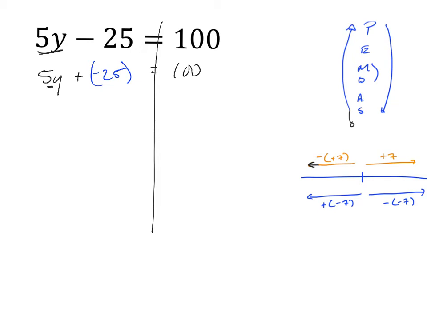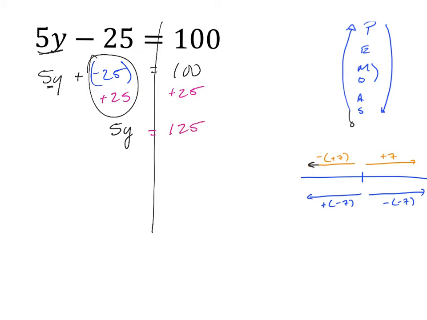Now if I look at this, this is multiplication, 5 times y, and then I have adding negative 25. If I'm going backwards, I'm going to undo the addition. The way I undo adding negative 25 is to add a positive 25 to both sides. On the left side, I still have 5y because negative 25 plus 25 gave me 0. And on the right-hand side of the equation, I have 125.